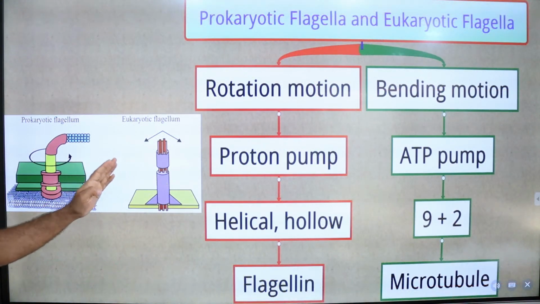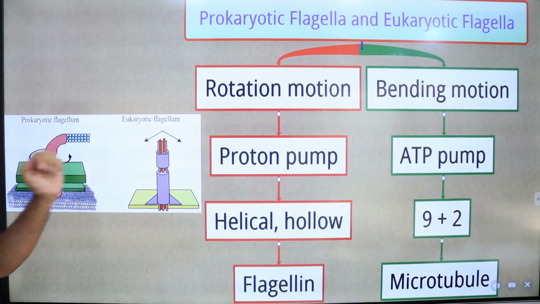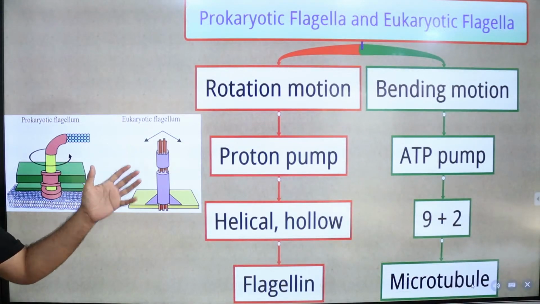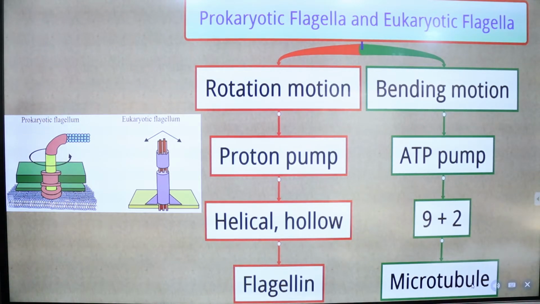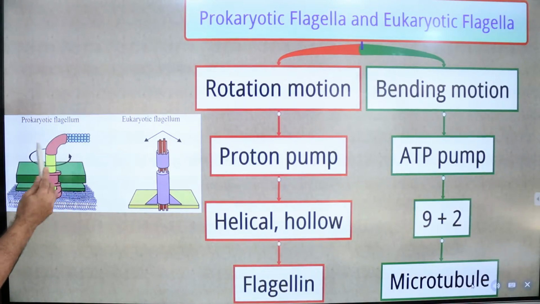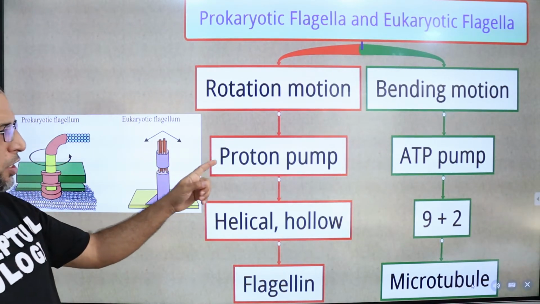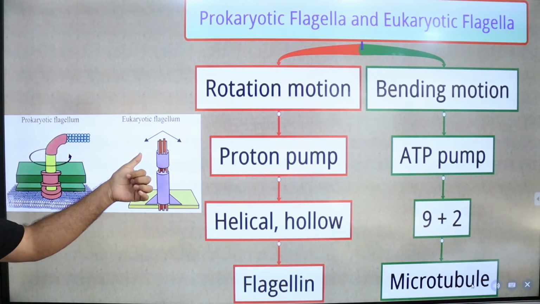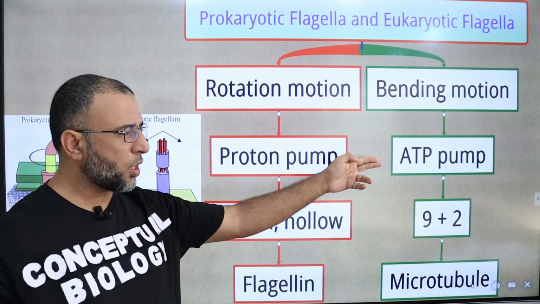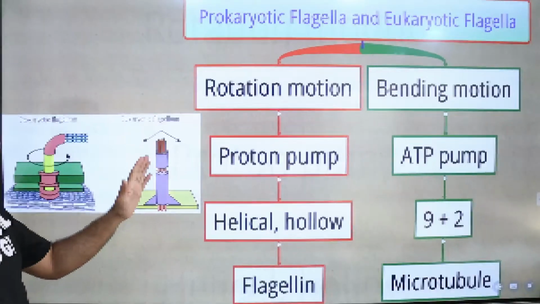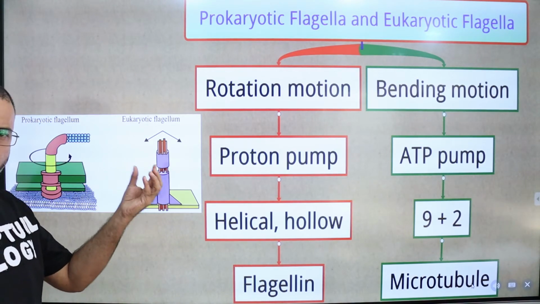There is a difference in motion of prokaryotic flagellum and eukaryotic flagellum. Eukaryotic flagellum has dynein protein that uses ATP as an energy source to slide along the microtubules, creating a bending-like motion. But prokaryotic flagellum has a rotating motion. Now, the source of energy in prokaryotic flagellum is a proton pump, and in eukaryotic flagellum, the source of energy is ATP. Now, the structure of eukaryotic flagellum is more complicated as compared to prokaryotic flagellum.